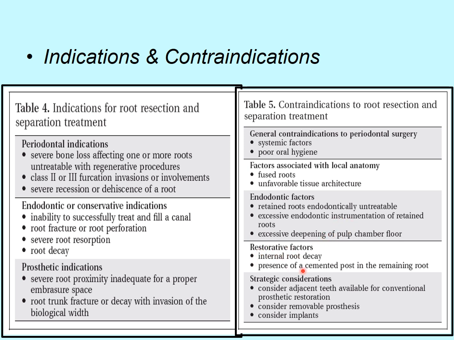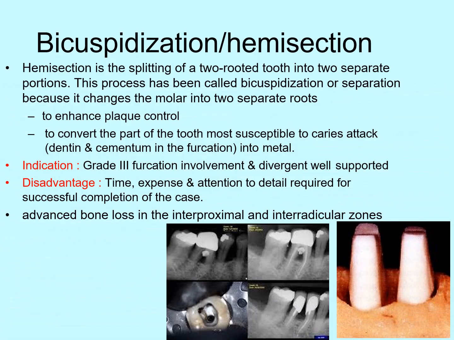There is internal root decay present, presence of a cemented post, and strategic consideration. Consider adjacent teeth available for conventional prosthetic restoration. Consider removable prostheses, and if it is considered for implants. So these are some of the indications and contraindications. So coming to the procedure, that is the bicuspidization or hemisection.